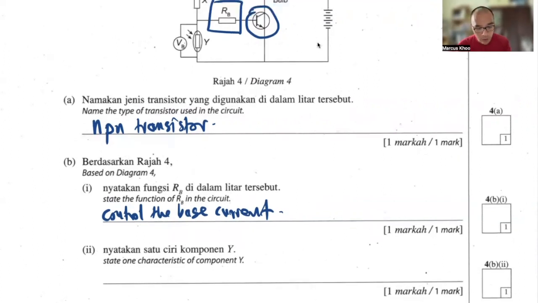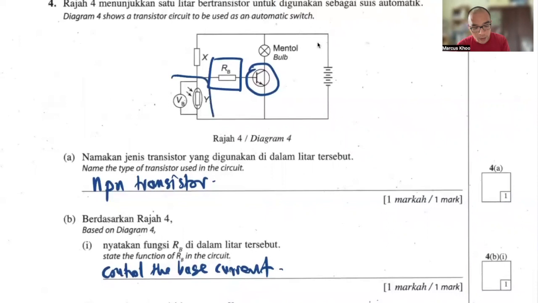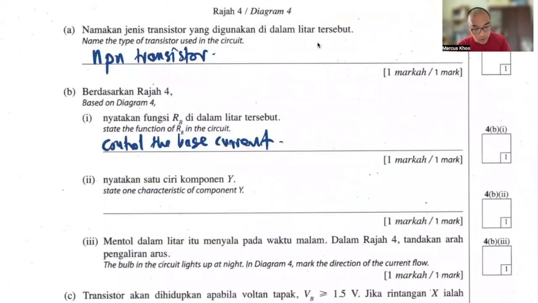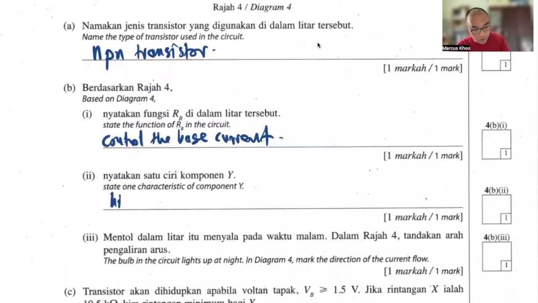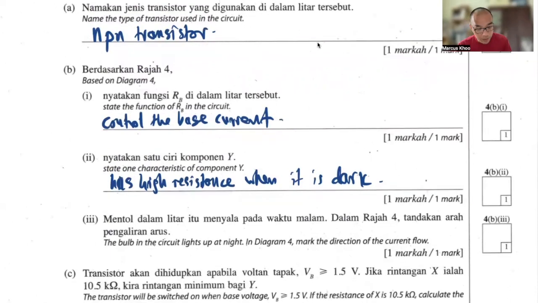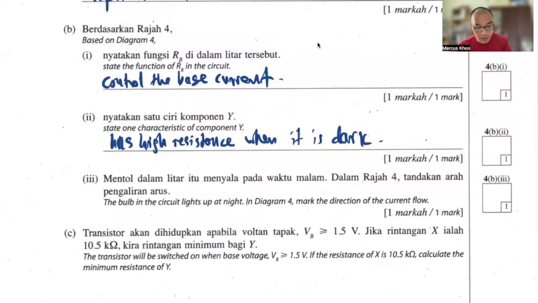State one characteristic of component Y. Component Y is an LDR, so it's a light dependent resistor. It has high resistance when it is dark. When it is daytime, it will have smaller resistance. Now, the bulb in the circuit lights up at night.